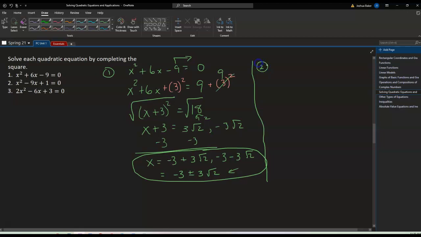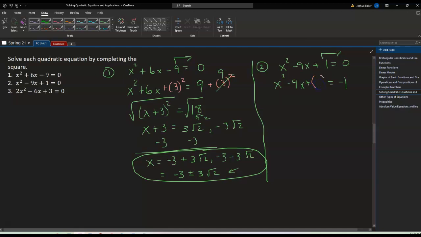All right. So number 2 is going to be similar, but it's going to be just a little bit different. The process is going to be the same, but the mechanics are going to be different. I'm still going to take this 1 and subtract it over. I'm still going to leave this space because I know I'm going to add in something here.